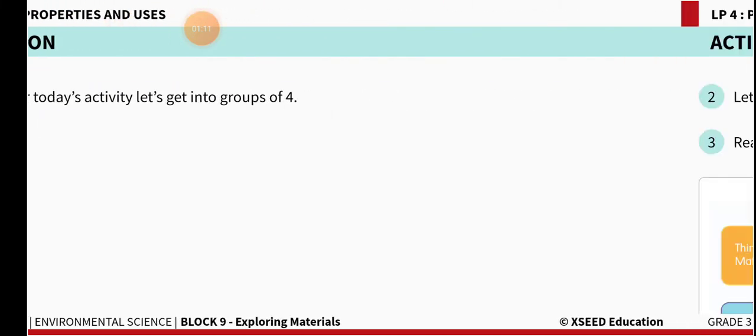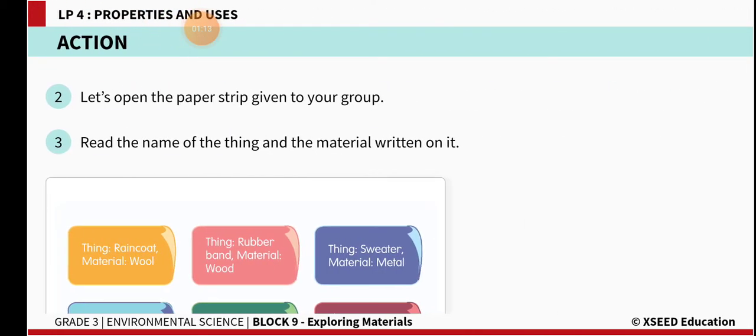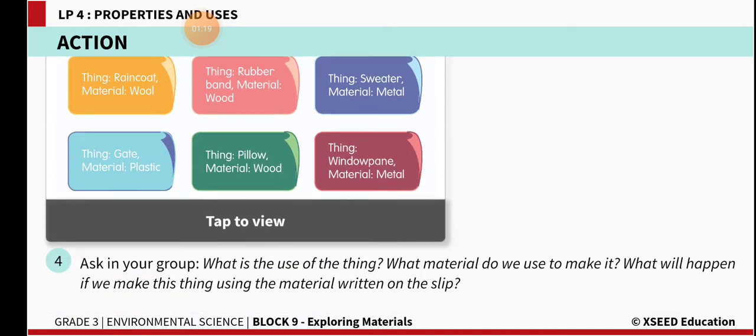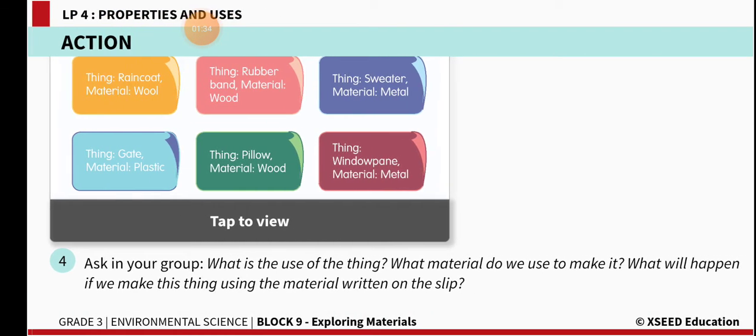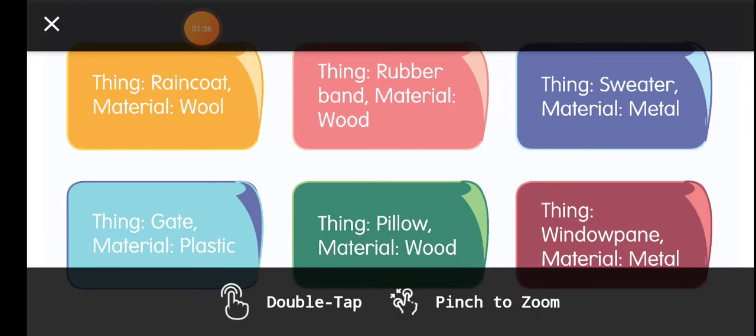So here you have to do this activity. Read the names of the things and materials written on it. Okay. So what is the use of this thing? What material do you use to make it? What will happen if we make this thing using the material written on the slip? So you read this materials, what we are using to make this.